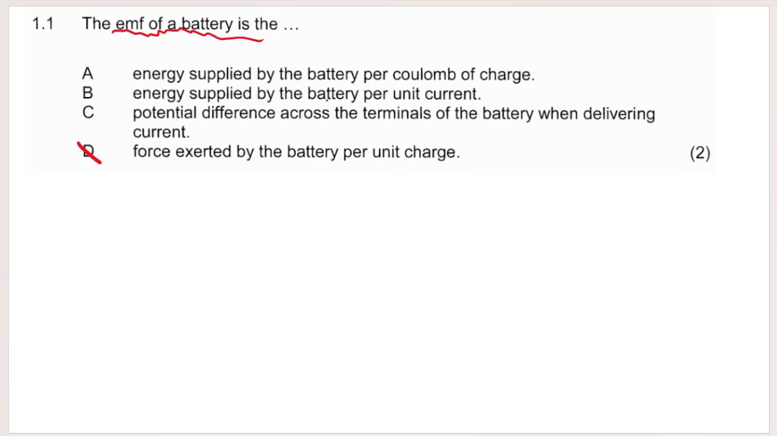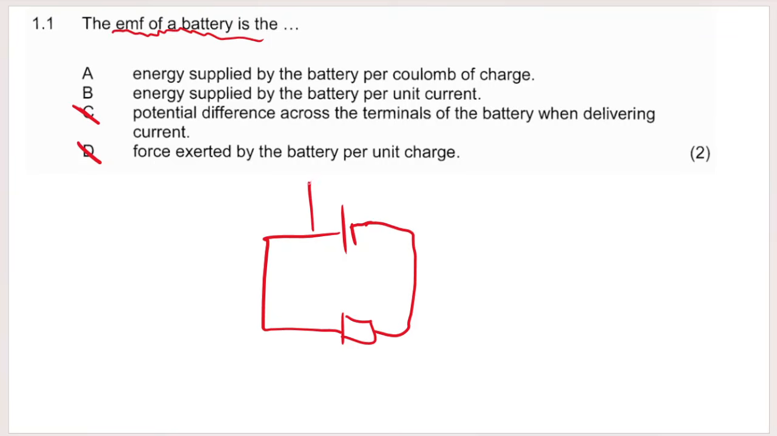Or potential difference across the terminals of the battery when delivering current. Now, EMF is basically voltage or potential difference of a battery. But here it says potential difference across the terminals of a battery, so you might think that is correct. But you see it says here when delivering current. That's completely wrong. If I draw a quick circuit for you, let's say there's a resistor there, and I attach a voltmeter, which reads potential difference across the battery. That voltmeter will read the EMF when and only when the switch is open and there's no current flowing.